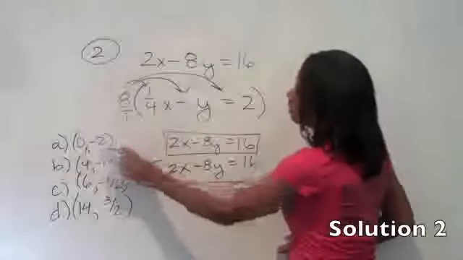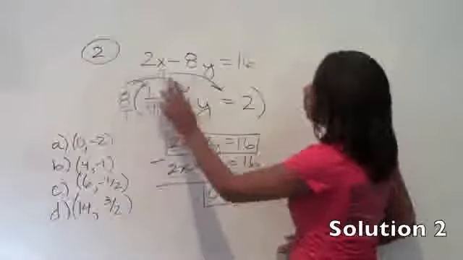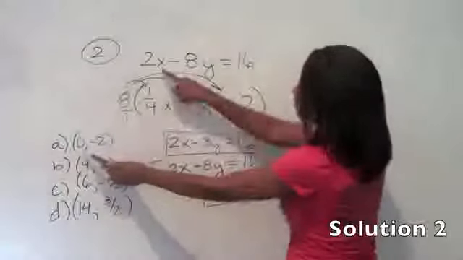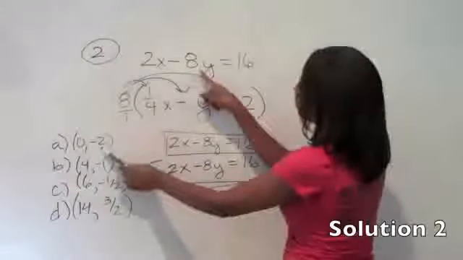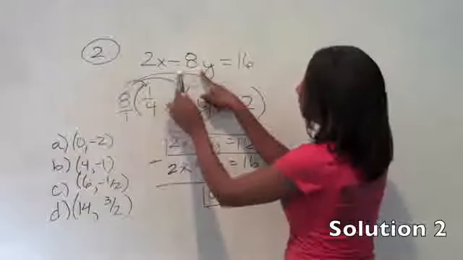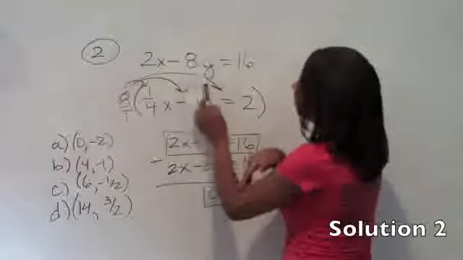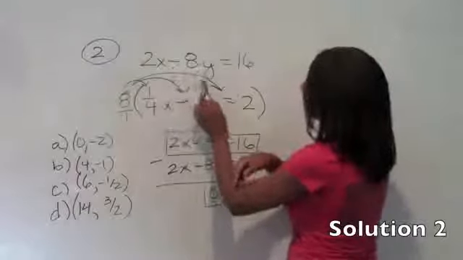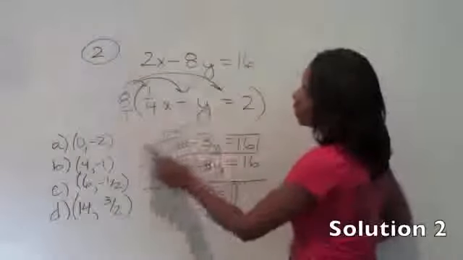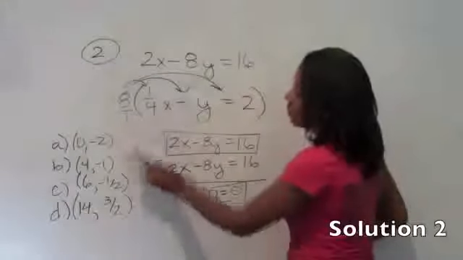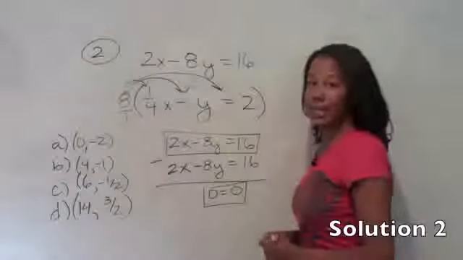If you plug in this first ordered pair here, so for example, I plug in 0 here and -2 here, I get 0 minus 8 times -2. Well, 8 times -2 is -16, minus -16 is +16. And it's going to work like that for all of these, and therefore the answer is A, B, C, and D.